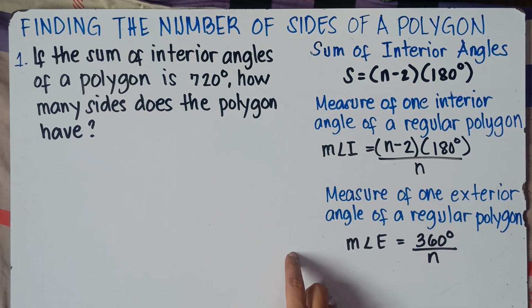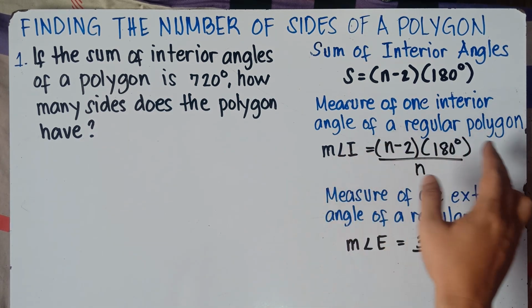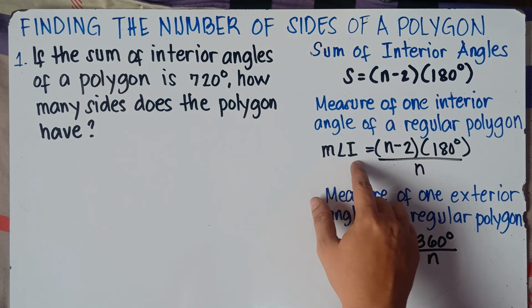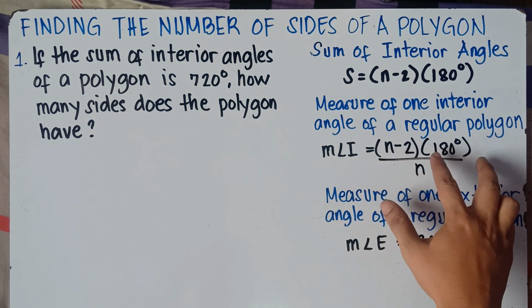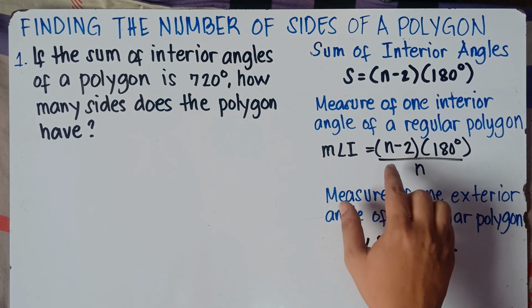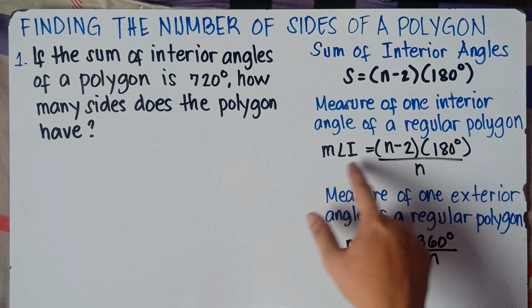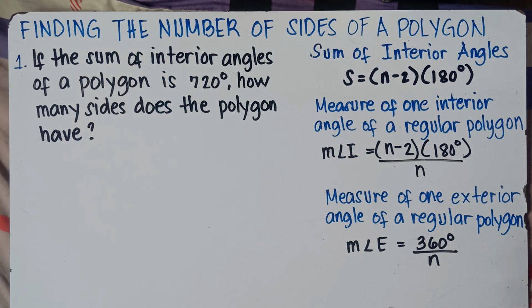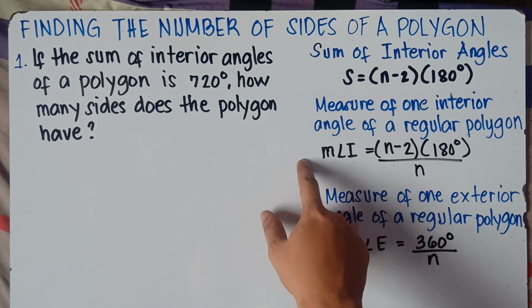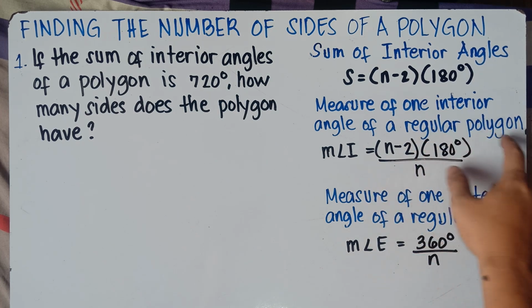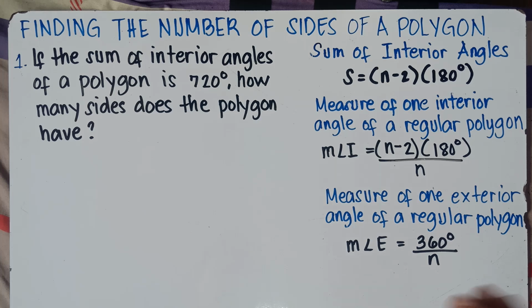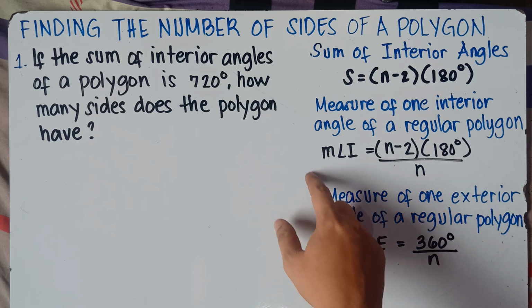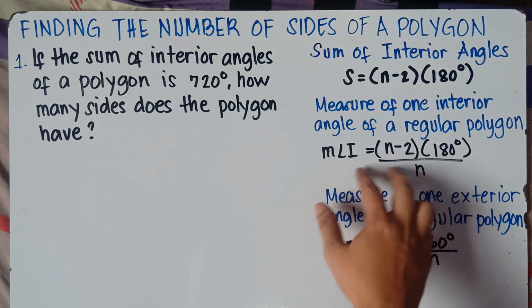And the second formula is the measure of one interior angle of a regular polygon. The measure of one interior angle equals quantity n minus 2 times 180 degrees over n. Once again, n represents the number of sides. Always remember that we can only use this formula if the polygon is a regular polygon. What do you mean by regular polygon, sir? A regular polygon has all sides and all interior angles congruent. So if you are given the measure of one interior angle, we can find the number of sides using this formula.